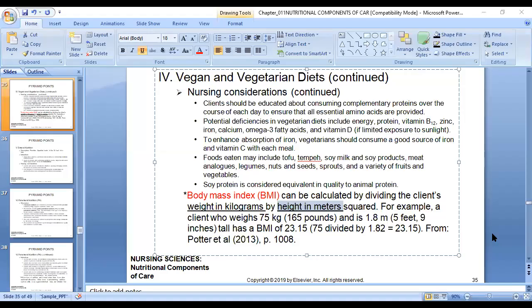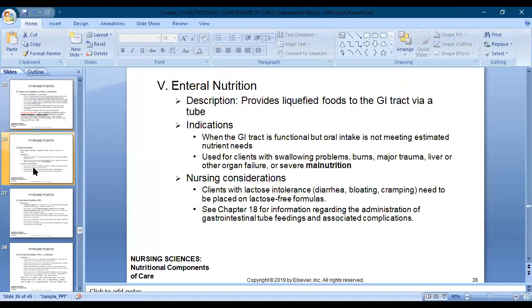And let me finish the PowerPoint. We are very close to finishing also. So now here, the enteral nutrition, right?